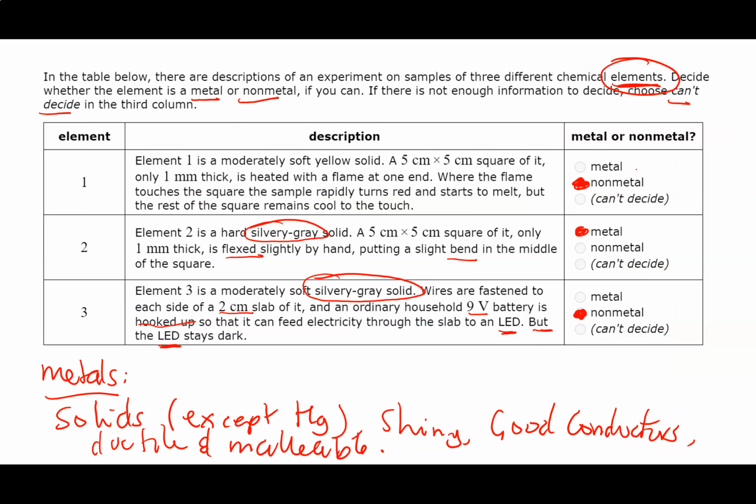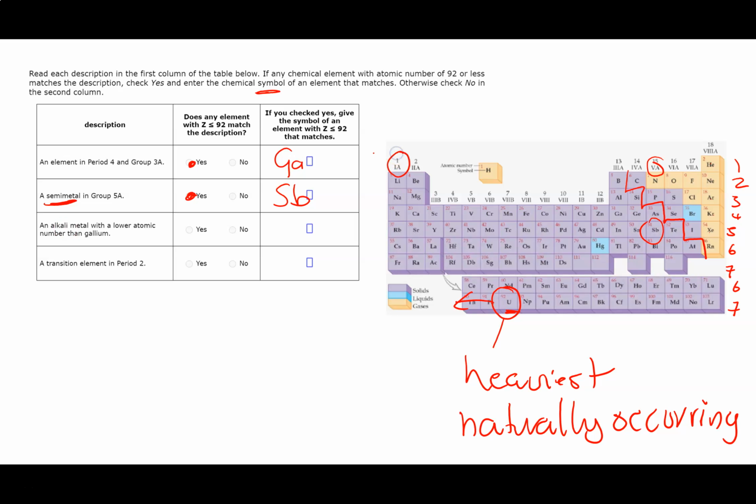All right. So different periodic tables work better for different scenarios. An alkali metal, group 1A, with a lower atomic number than gallium. So if you remember, gallium was 31. So anything that's in group 1A with a number less than 31. So you've got a couple of options there. You could do lithium, sodium, or potassium. But then the other ones would be too big. So I'm just going to go with potassium, uppercase K. There we go. So that would be a yes.